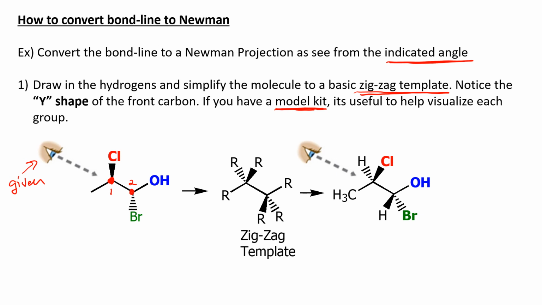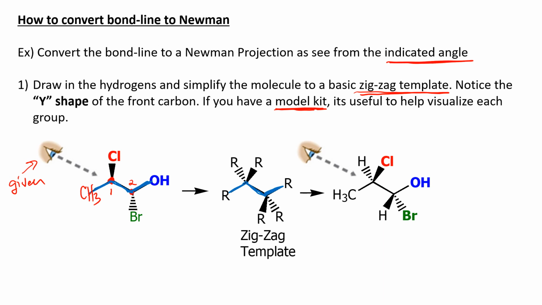So that zigzag template that I'm talking about is we want to create a template and then fill in all the groups. So here's your zigzag template. There's the zigzag, and we're going to fill in all of the substituents into those R positions. All right, so this was the CH3 group.